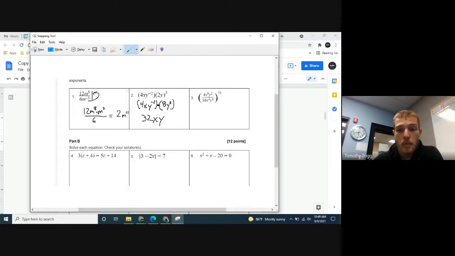Okay, next one, number 3 here. Notice that we have this 1/2 power outside this parentheses. That means everything in the parentheses is going to get this 1/2 power. All right, so let's go ahead and put that in. Well, this will be 4 to the 1/2.